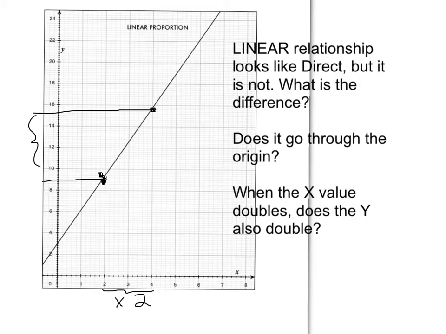So that's the thing you want to look for when you're looking at a linear proportion, is that, yep, it is a straight line. Yes, as one variable goes up, the other variable goes up. But no, when we go from on the x-axis here, when we double it here, it does not double here.